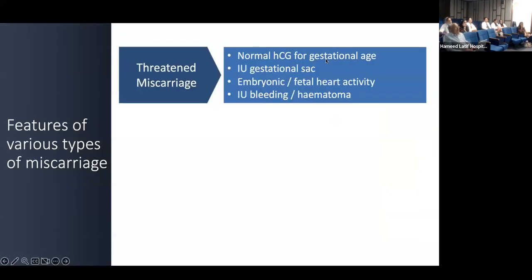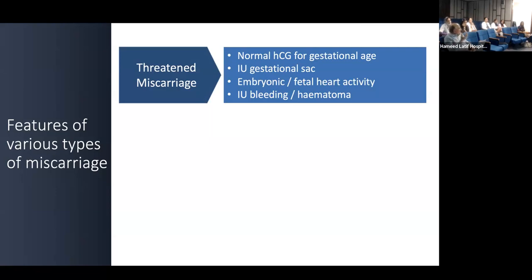These are the features of threatened miscarriage: HCG is normal for gestational age, and you would see that there is an intrauterine gestation sac, and embryonic or fetal heart activity is there.